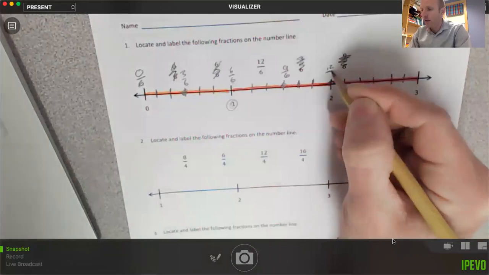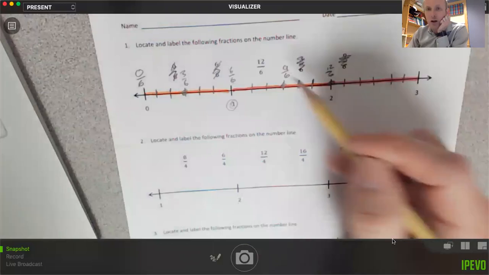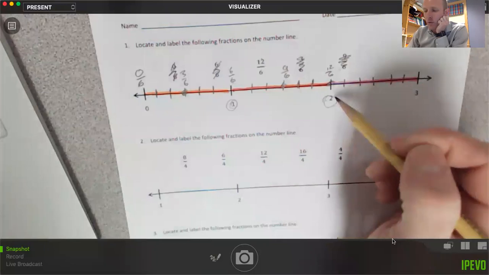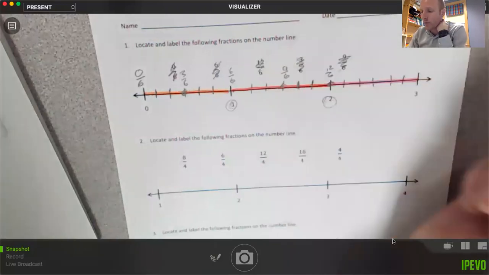12/6. Another way I could have seen that is I could have said, oh, I know that 2 times 6 is 12, so it must go there. And we can do that. The whole number times the denominator equals the numerator. So we could have figured it out that way as well.